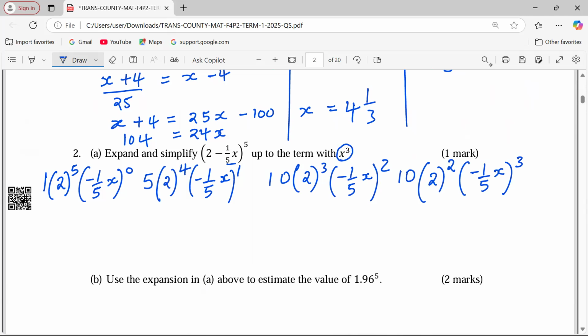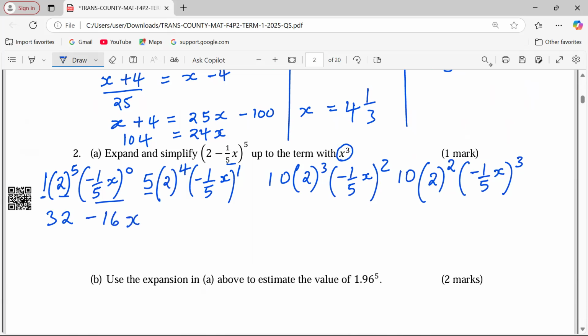Now we can expand and write our expansion. 1 multiplied by 2 power 5 is 32. Then anything power 0 is just 1. So 1 times 32 times 1, we get 32 as the first term. The next term shall be 5 multiplied by 2 power 4, which is 16. So 16 times 5, and anything power 1 remains the way it is. So we multiply by negative a fifth. When we multiply by negative a fifth, we shall get negative 16.